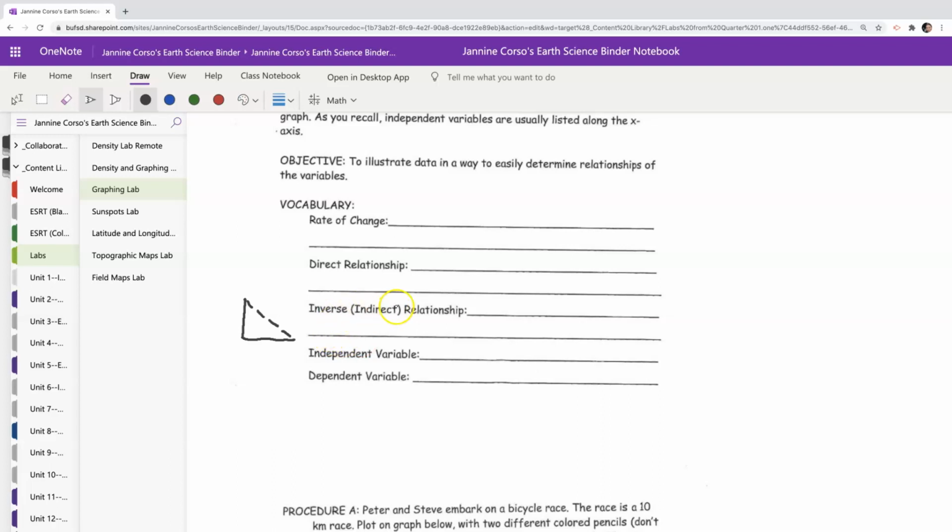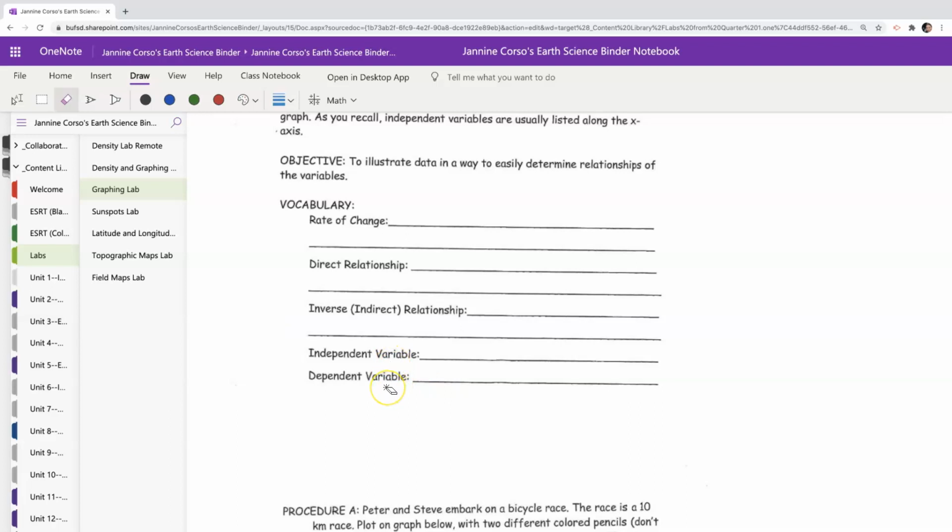Again, indirect or inverse relationships usually show something increasing on the x-axis, and what's being plotted on the y-axis is decreasing. For example, if I took time in minutes on my x-axis, and then plotted the temperature of a cup of coffee sitting out on the counter, you would see that the coffee's temperature would decrease over time. The time is going up, but the temperature of the coffee is going down. So that would be an inverse relationship. Make sure you write something down on the blank with what I just described.